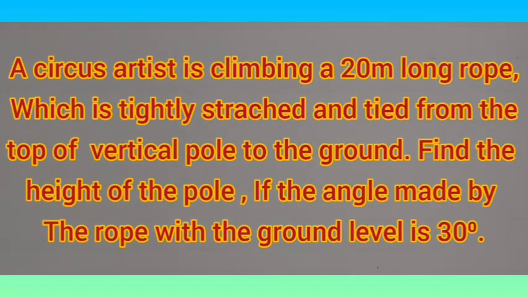A circus artist is climbing a 20-meter long rope which is tightly stretched and tied from the top of a vertical pole to the ground. Find the height of the pole if the angle made by the rope with the ground level is 30 degrees.